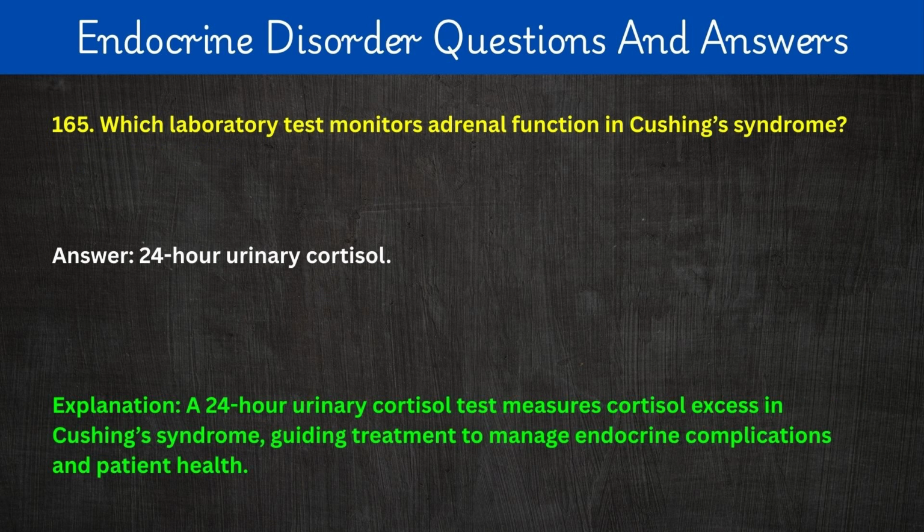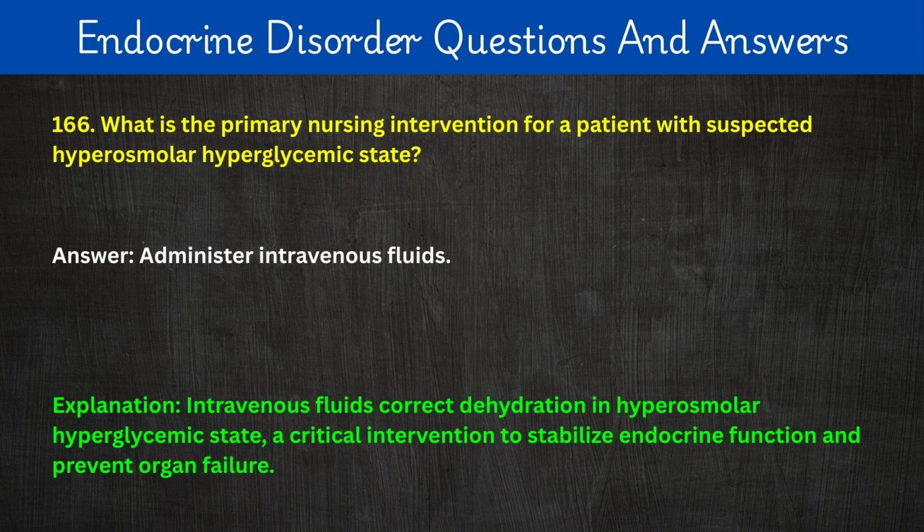165. Which laboratory test monitors adrenal function in Cushing syndrome? Answer: 24-hour urinary cortisol. Explanation: a 24-hour urinary cortisol test measures cortisol excess in Cushing syndrome, guiding treatment to manage endocrine complications and patient health.